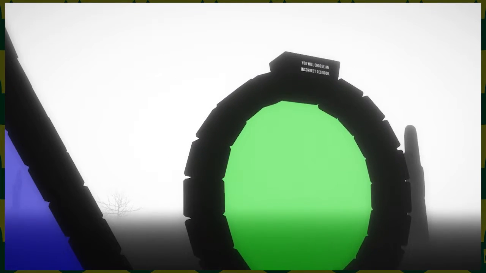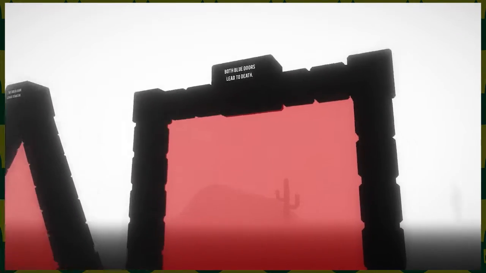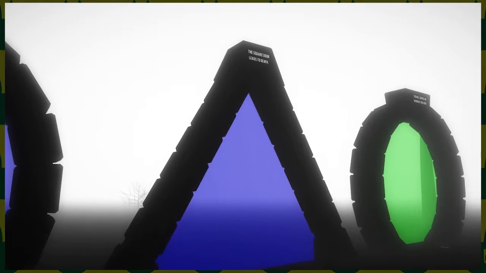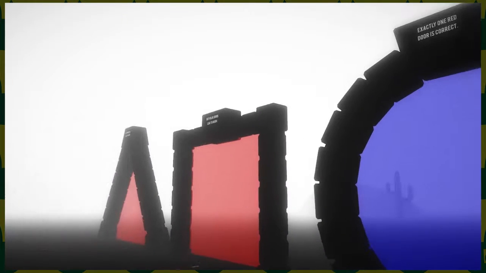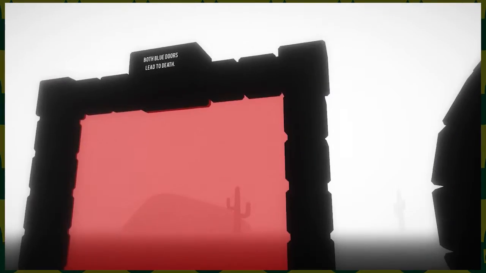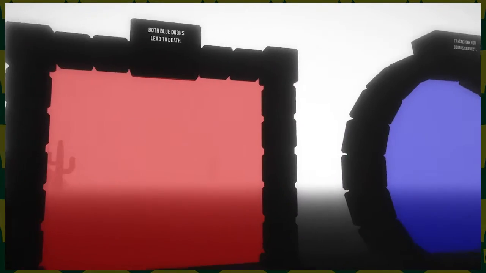Green door leads to bacon. You will choose an incorrect red door. Let's say you're wrong. I will choose a correct red door. Oh. Wait. Well, you're telling the truth, because I just died there. So, let's say you're telling the truth. And you're telling the truth. And you're telling the truth. No, because then you'd be telling the truth. It's four doors.